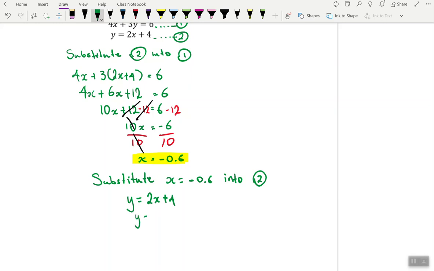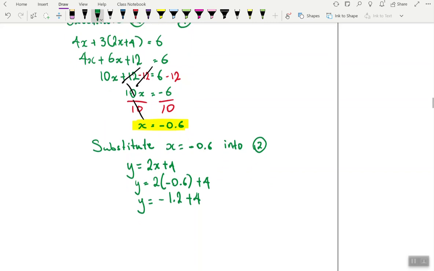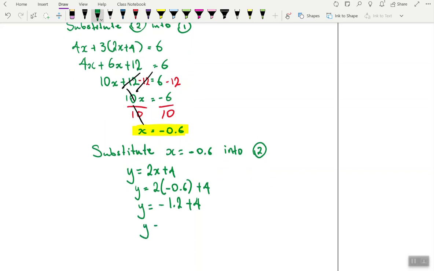So I'll have y equals 2 times negative 0.6 plus 4. y equals negative 1.2 plus 4, and y is equal to 2.8. And that's my solution. So I've found x and I've found y.